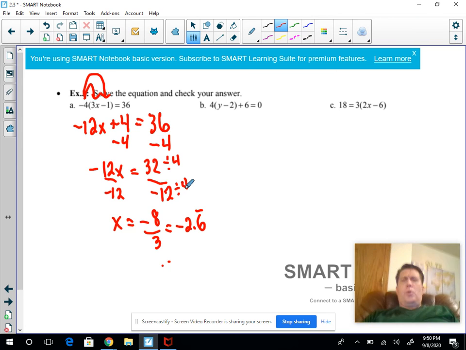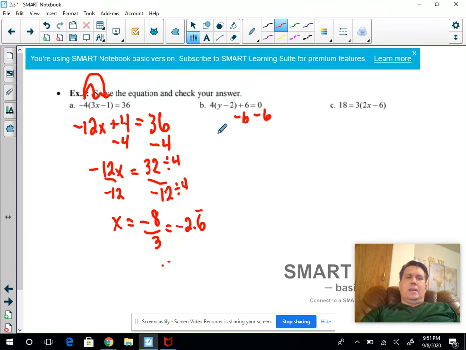All right, now I don't know why, but a lot of times a problem that messes a lot of students up is when it has a 0 in it. There's a 0 over on that side. So I'm going to start by subtracting 6, and we get 4 times y minus 2. Now I'm not going to distribute that yet, equals -6. Now I'm going to distribute the 4y minus 8.